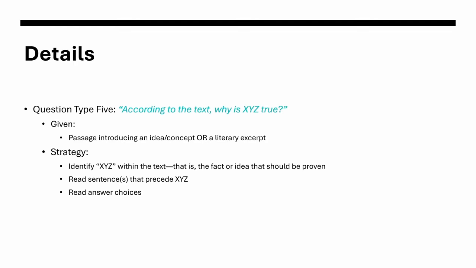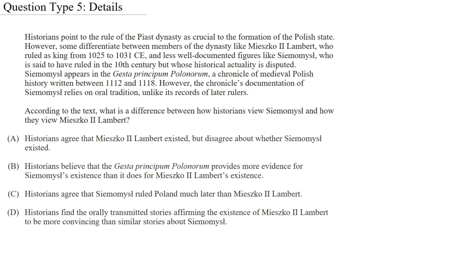Moving on to a practice question. Question type 5, details. Take a second and see if you can do this one on your own. Well, this one's a pretty easy one, and it's very clearly A. It literally says right here that Smilonskil, if that's how you pronounce it, is said to have ruled in the 10th century, but whose historical actuality is disputed. However, this guy up here, Lambert, is pretty clearly documented, right? They agree that this guy exists, but they're not really sure if this guy really exists or if he's maybe some sort of ancient urban legend.